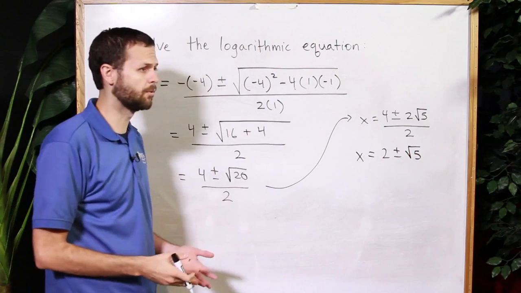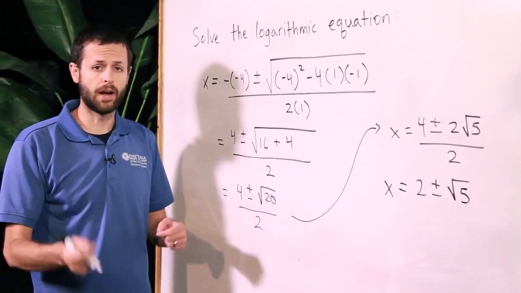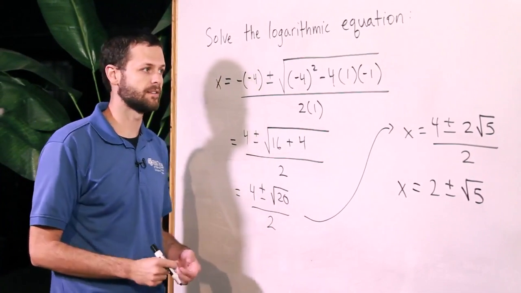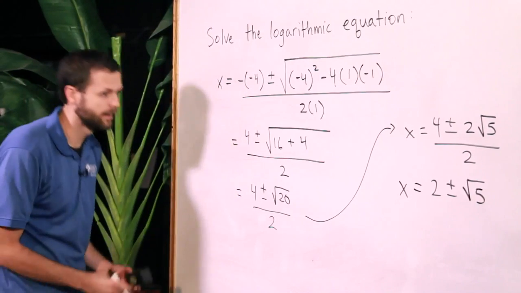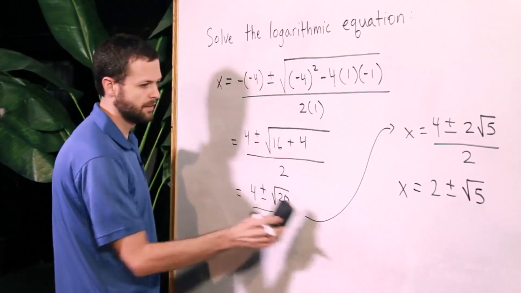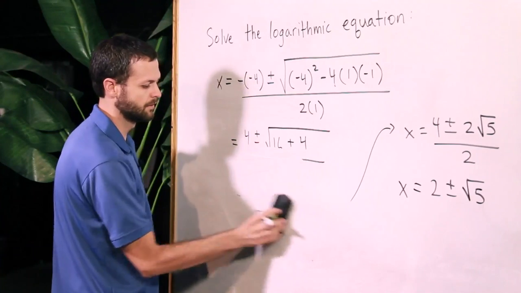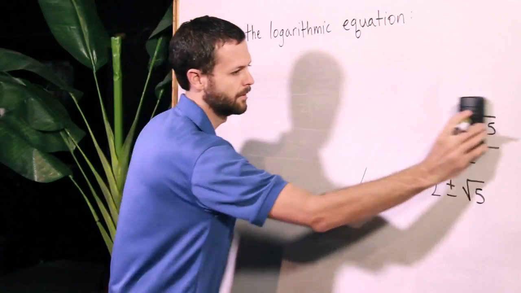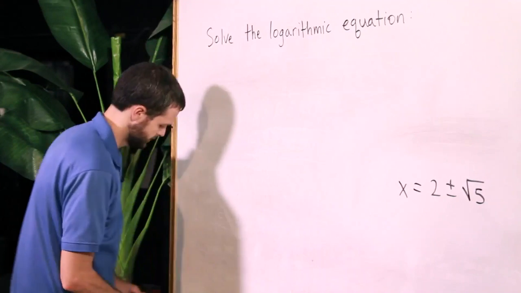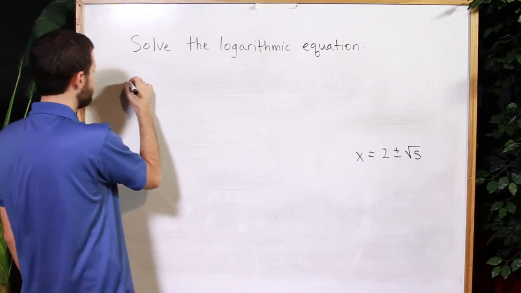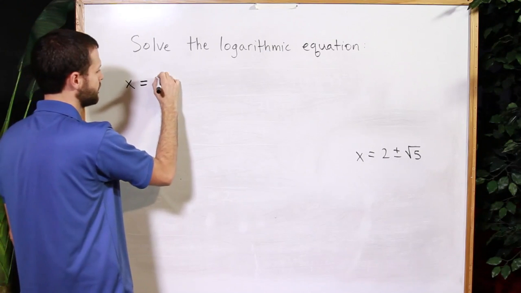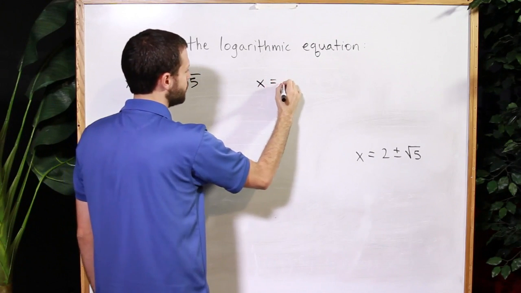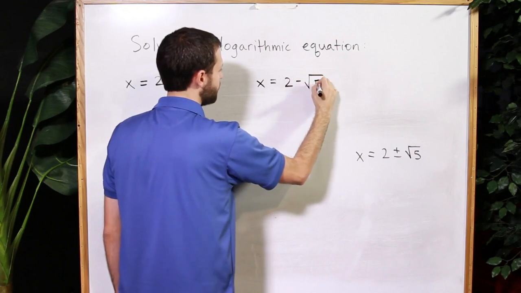Now remember that in dealing with a logarithmic equation, you have to be very careful about your final answer. You may have an extraneous solution. So let's keep in mind these solutions for just the time being, and let's examine them. Notice that we have this solution x equals 2 plus square root of 5, and the separate solution x equals 2 minus the square root of 5.